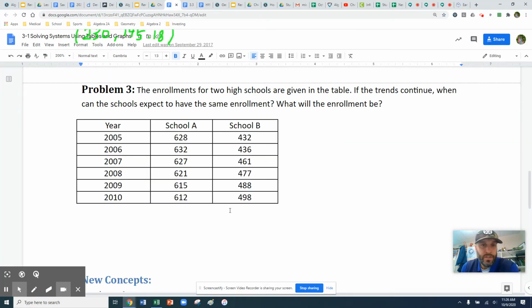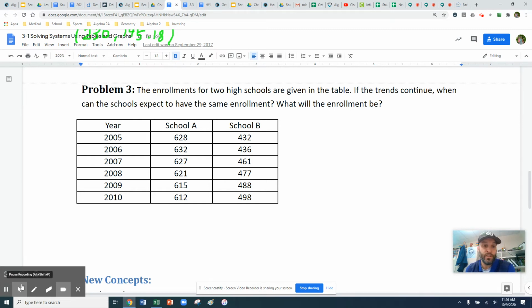In problem 3, we're given some data about 2 high schools' enrollments, and we are going to check to see if the trends continue. When can the schools expect to have the same enrollment? As we look at this at a glance, we've got school A, the enrollment is starting to decrease. It goes from 628 down to 612. School B, the enrollment is starting to increase. So we're going to look for the line of best fit for each of these schools, and then we are going to calculate when they would expect to have the same enrollment.